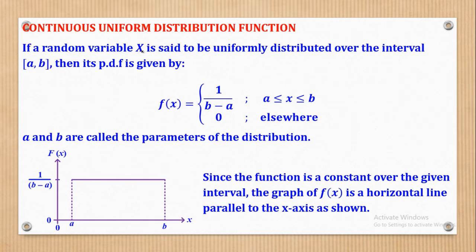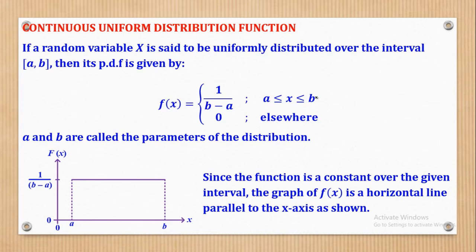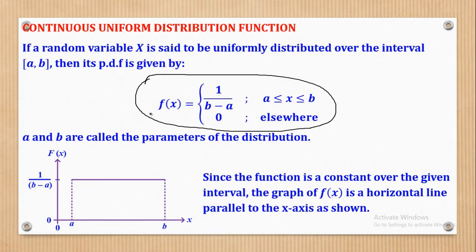So if a random variable capital X is said to be uniformly distributed over the interval from A to B, then it implies that its PDF is given by this formula. So the formula is 1 over B minus A, where B is the highest value and A is the smallest value. You can also get it from here. B is the highest and A is the smallest. So this is the format in which a uniform distribution function is written, and A and B are called parameters of the distribution.